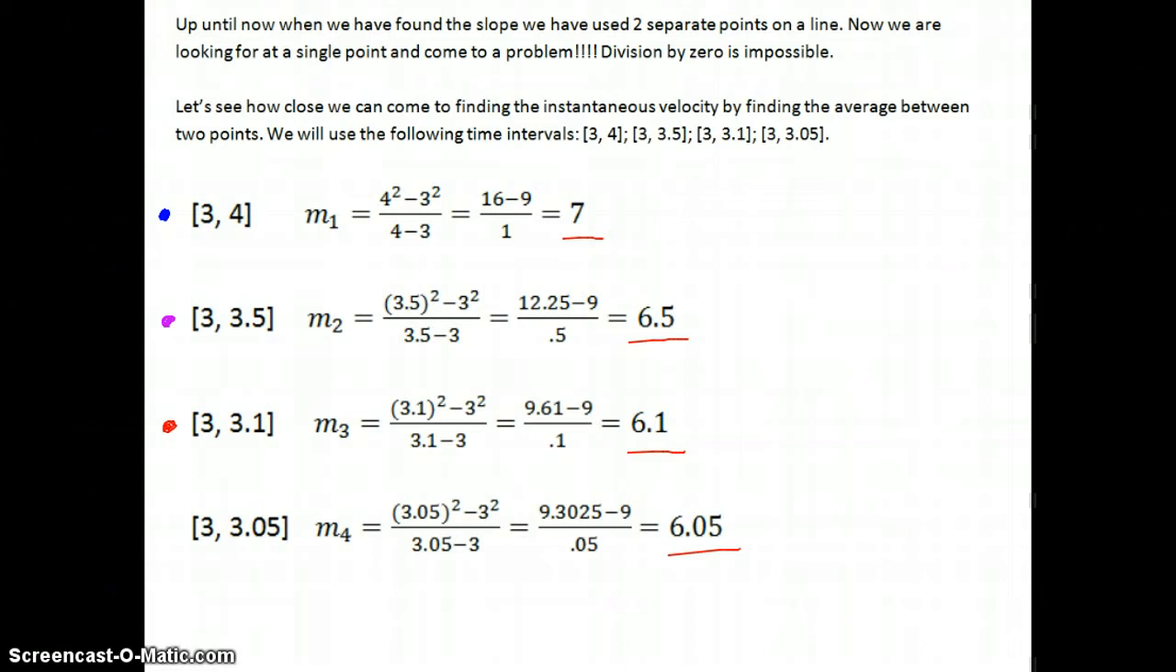We see that our average is getting closer to 6 there, but we don't want to get the average. We want to see what it is at a single point. So we're going to use what we're working with right now and try and come up with a definition that describes how to find the instantaneous rate of change. That's what we're working towards right now.